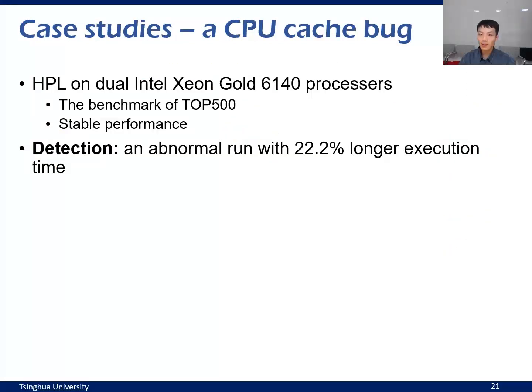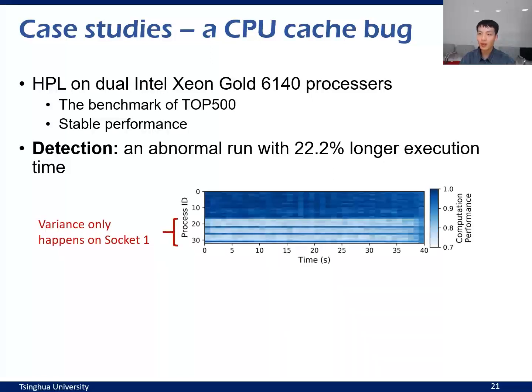In this case study, we run HPL on Intel processors. HPL is the benchmark used in the Top500 tests. It has stable performance and relatively little communication. In our evaluation, it usually has less than a 2% variation of execution time. However, we met an execution with 22% longer time. From the output of Vapro, we can see the bottom part has lighter blue color, which means processes on socket 1 are influenced by variance.